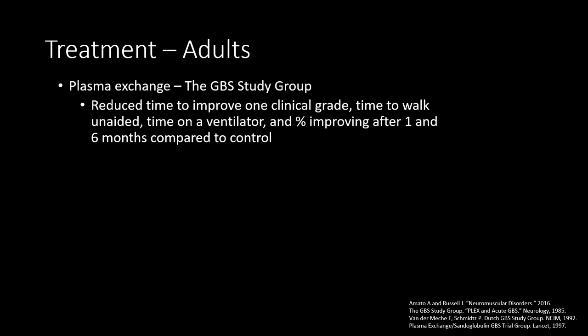So treatment, what do we do for these patients? So the more high-quality studies, of course, have been done in adults, and these studies go back to the 80s and 90s. So the first treatment that was really looked at for GBS was plasma exchange. And compared to control, so just supportive treatment, they found that patients treated with plasma exchange had a reduced time to improve one clinical grade, time to walk unaided, time on a ventilator, and time until all the patients were out. More patients who had received plasma exchange were continuing to improve after 1 to 6 months.